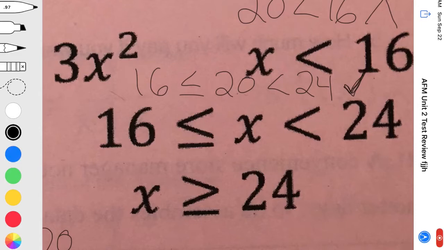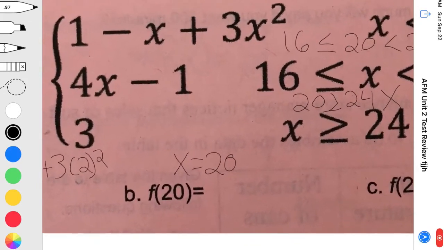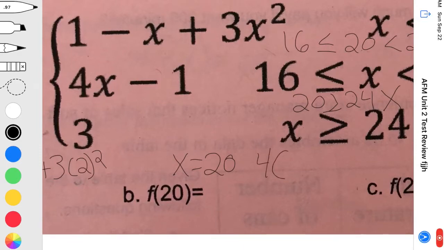If you're not really comfortable at deciding which step to use, keep going. Make sure that that is the only step that is true. So third step, 20 is greater than or equal to 24? No, it is not. That is false. So you would not use step 3. So we're having to use step 2. So we've got 4 times our x, which is 20, minus 1. If you don't like doing mental math, you can use your calculator. 4 parentheses 20, close the parentheses, minus 1, equals 79. And that would be your answer.